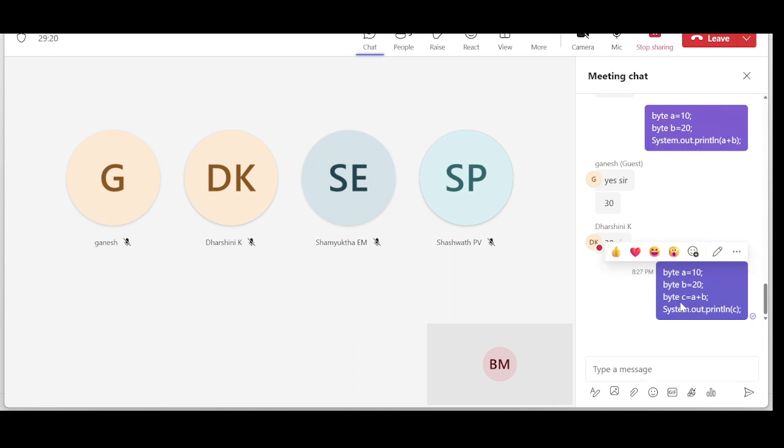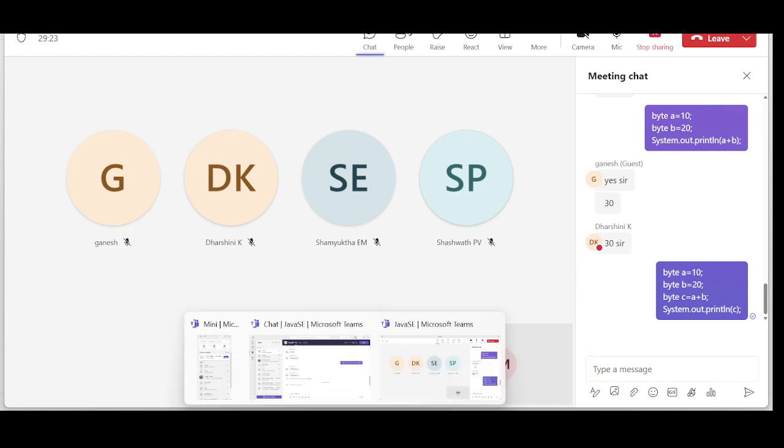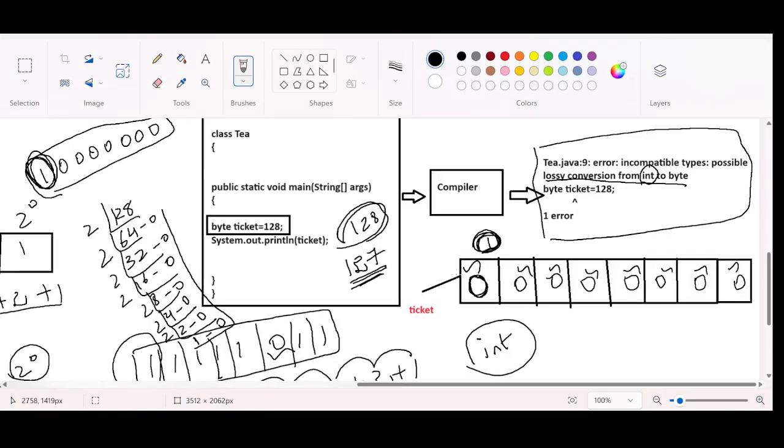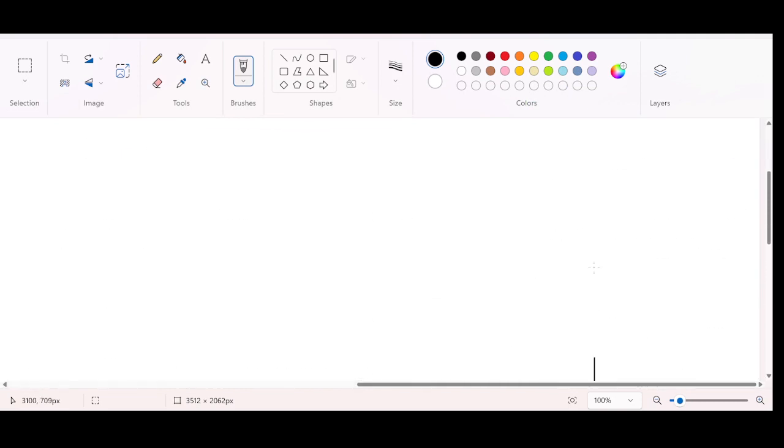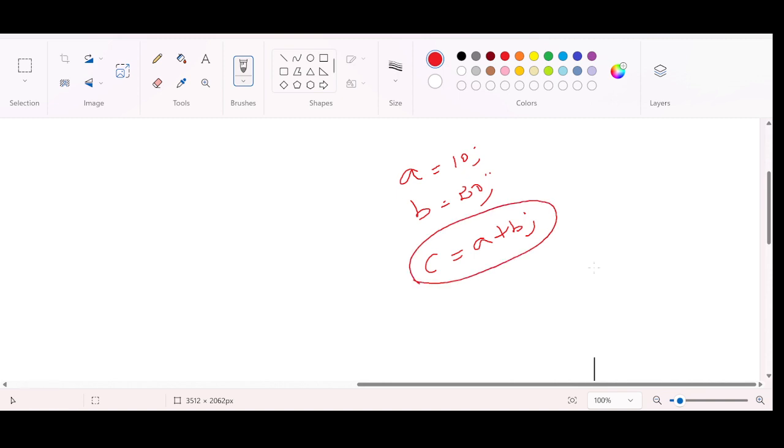See, very simple, guys. You don't think much. Just think like a mathematical student. In your maths, when I say a equal to 10, b equal to 20, can I say a plus b equal to 30? Or instead of doing this, if I say c equal to a plus b, what is the answer for c now? 30, isn't it? Answer is 30.